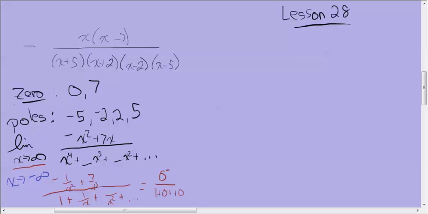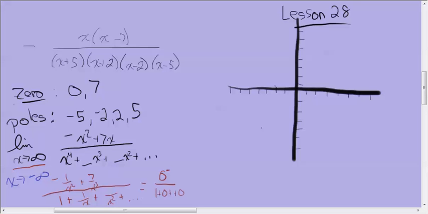All right, so let's call up our Cartesian plane here and let's graph this. First thing I'm going to do is graph my zeros. Let's graph in pink, maybe. 0 occurs at 0 and at 7. 1, 2, 3, 4, 5, 6, 7. At 0 and at 7.